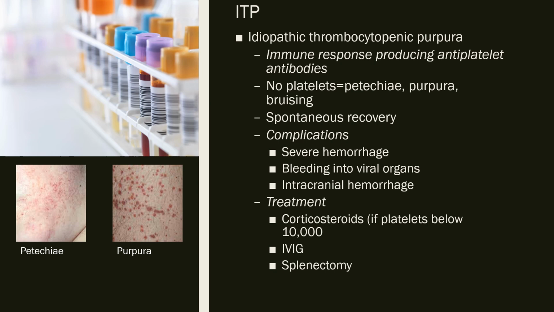There can be complications like really bad hemorrhage, bleeding into the organs, and intracranial hemorrhage, but we don't see those a lot. The treatment, if the platelet count is below 10,000, then we might give them corticosteroids, we might give them IVIG as a single dose, and we can do platelet transfusions, but we normally don't do that unless there's life-threatening bleeding.